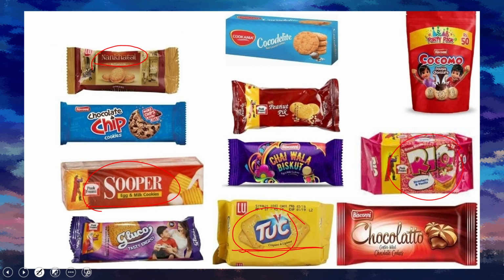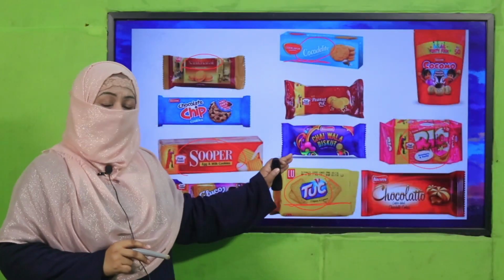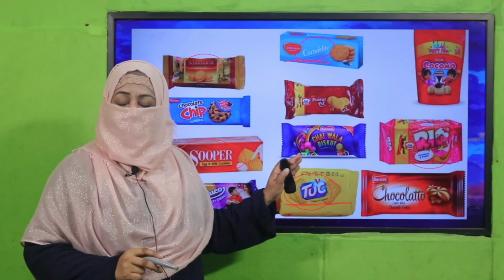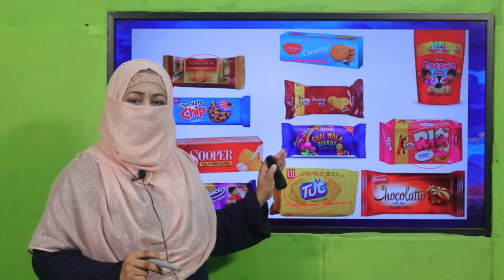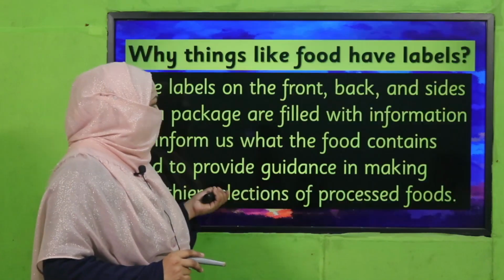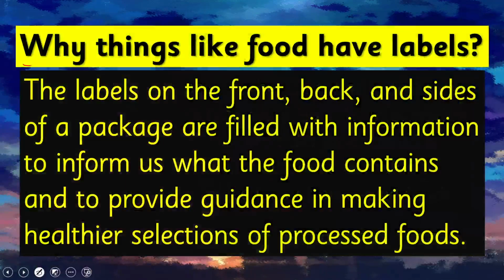Okay. Again, I know my children, you are familiar with all these. So you read the label, one thing, you find out, is it halal, and also check its expiry date. Okay. And why do things like food have labels? Why are these labels given?